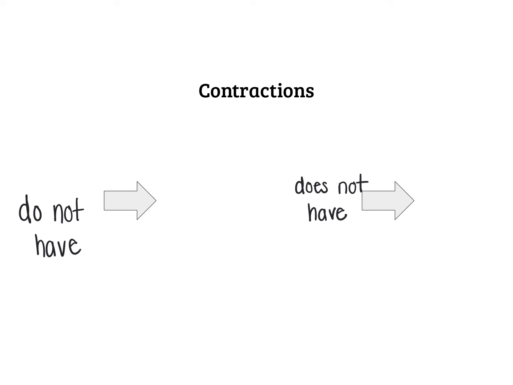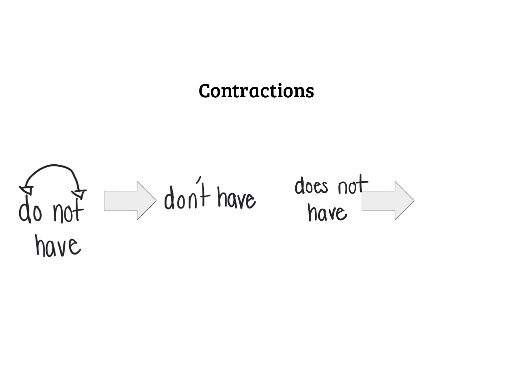So when you want to say do not have, you can do like in our example from earlier and say don't have. When you put do and not together, you get don't. And it's easier for us to just say, I don't have.